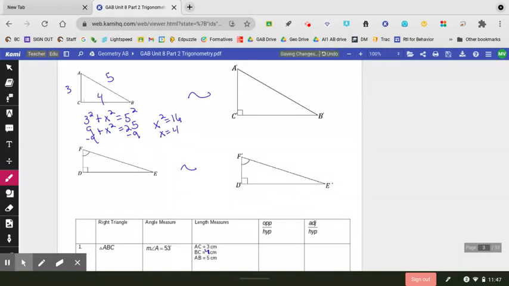Now we want to do the opposite over our hypotenuse. A is our reference angle. So the opposite side is 4, and our hypotenuse is 5. So our opposite over hypotenuse is 4 over 5. Our adjacent over hypotenuse is 3 over 5.